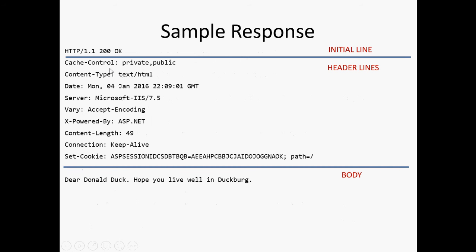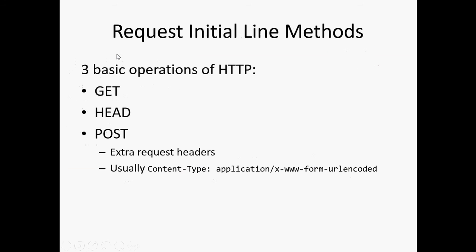This sample response has the same structure. The initial line here has three components. HTTP version is in the same format as the request, HTTP/number.number. Then the status code, 200, is meant to be computer readable. And then the reason phrase, which is meant to be human readable. The status code is a 3-digit integer. The first digit identifies the general category of the response.